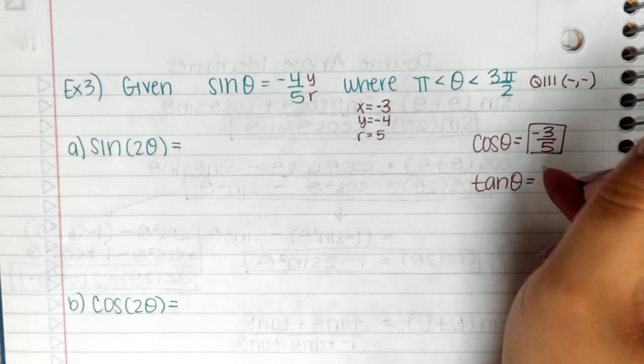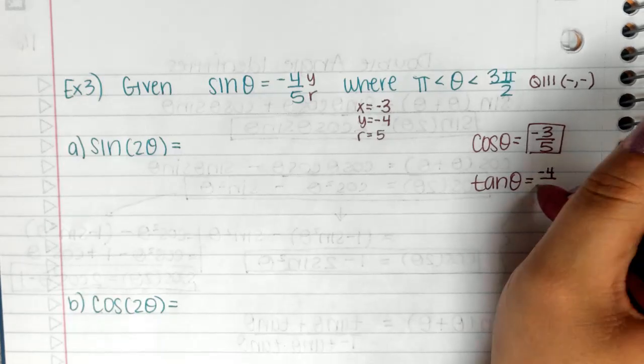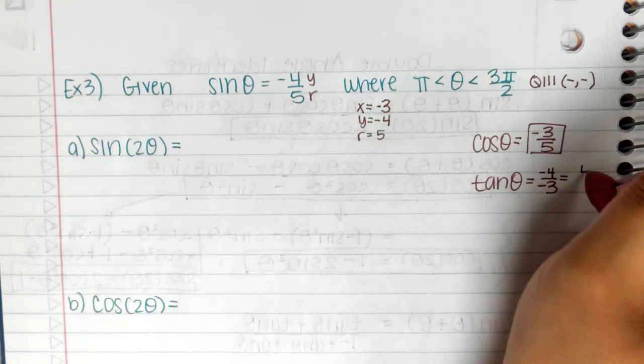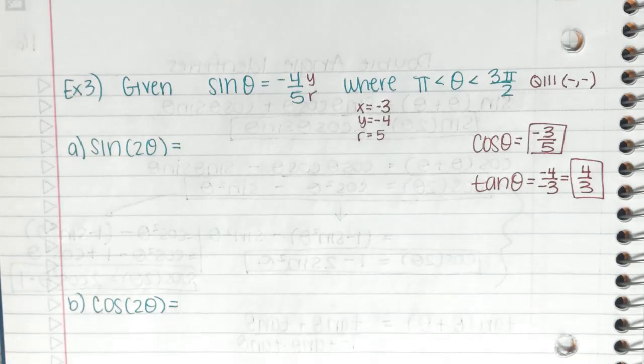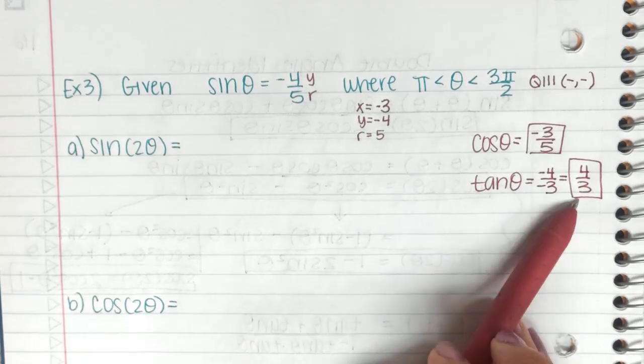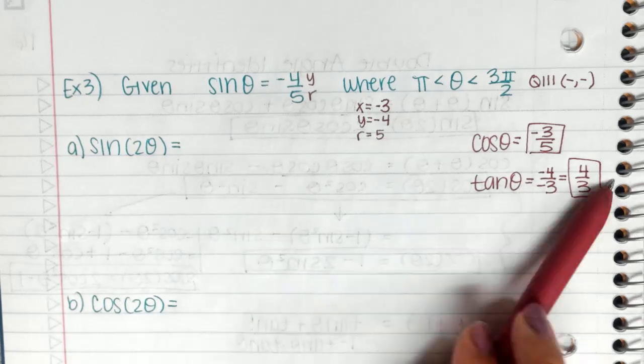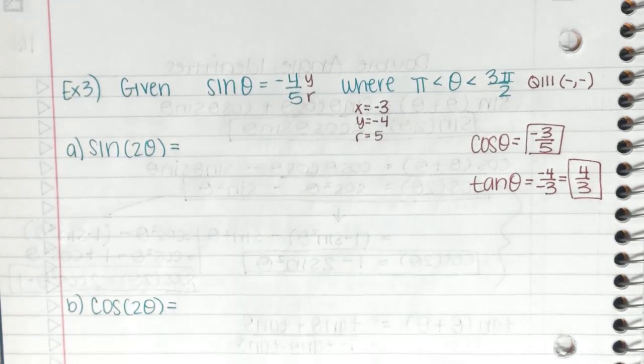And my tangent is y over x, which is negative 4 over negative 3, which is positive 4 over 3. So now that I know these three things, I can fill in the rest of what I have.